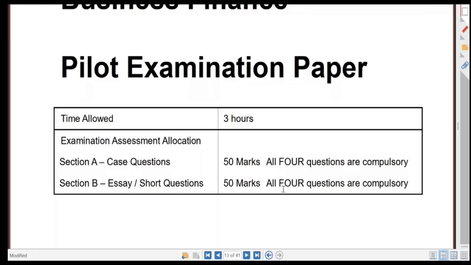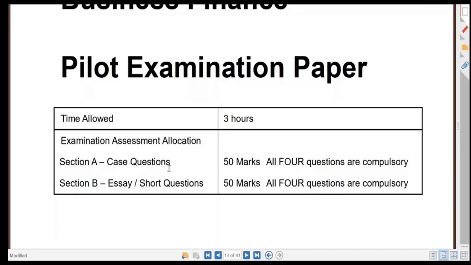Alright, section A, you may have 4 questions. Section B, you may have 4 questions, but sometimes it may be 3 questions here and 4 questions there, or 4 questions here and 3 questions there. It depends on the examination, but this is not fixed. What is fixed is 50 marks, 50 marks. So section A, you have a case question. You have 3 to 4 questions related to the case, that is, to one company.